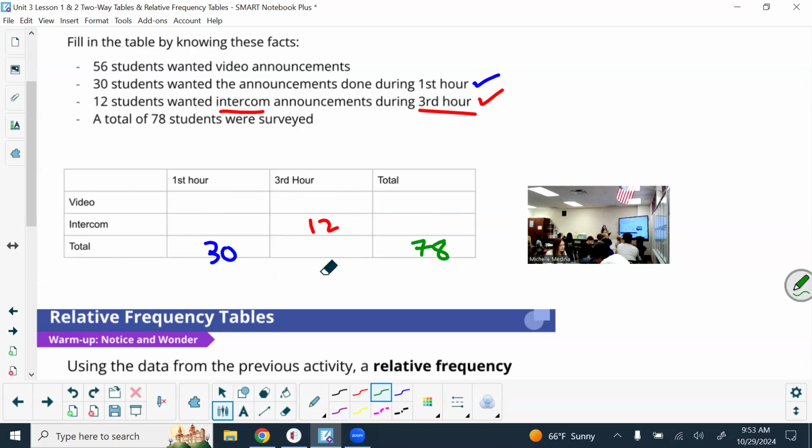Table 5, give me another box that I could fill in. 78, where the totals intersect. Because it said a total of 78 students were surveyed. Not that they wanted video, not that they wanted it a certain hour. So that would have to be like a grand total, if you will. Good.